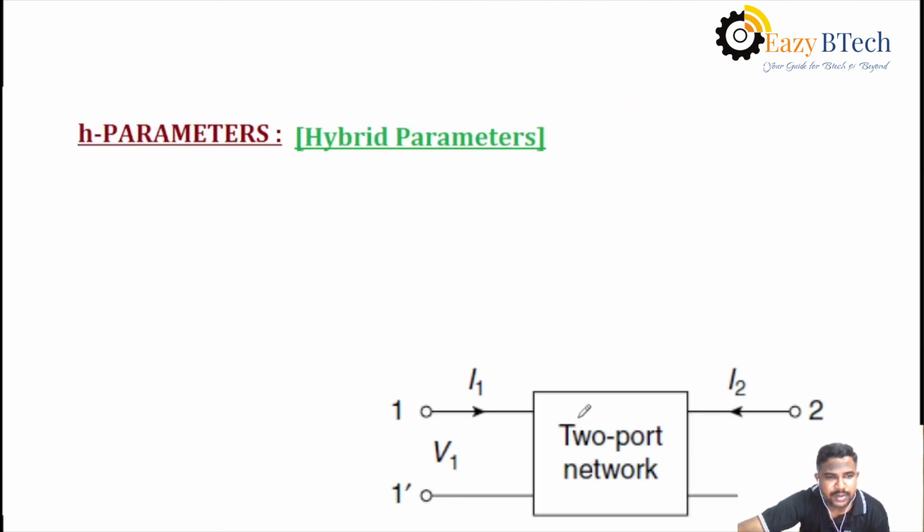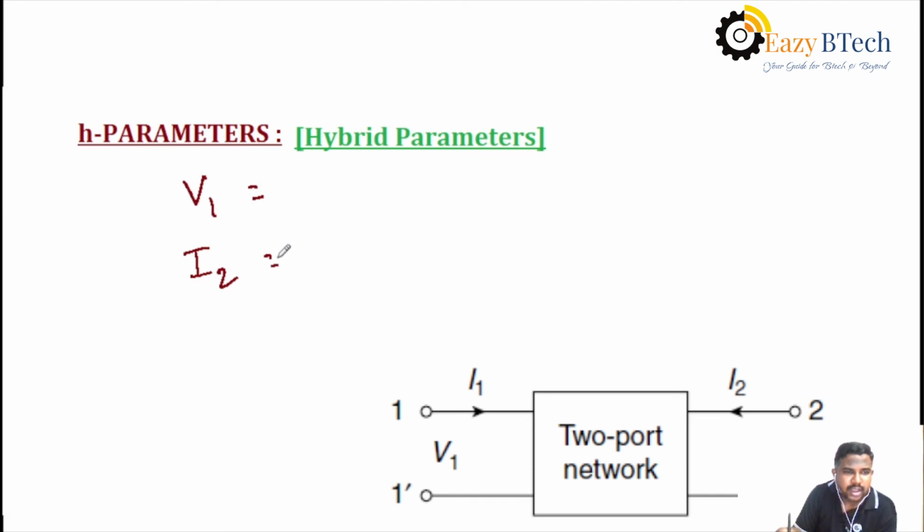Then the last parameter for a two-port network is the H parameters. The H parameters are also called hybrid parameters. Why? Because for the H parameters, you have to calculate from the input voltage as well as, in the second equation, from the output current. That means one equation is for voltage and the second equation is for current. The standard equations for H parameters are V1 and the second one is I2.